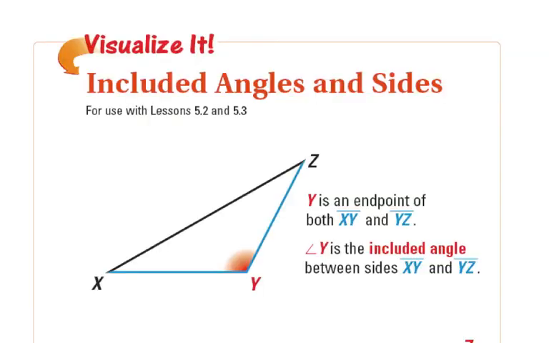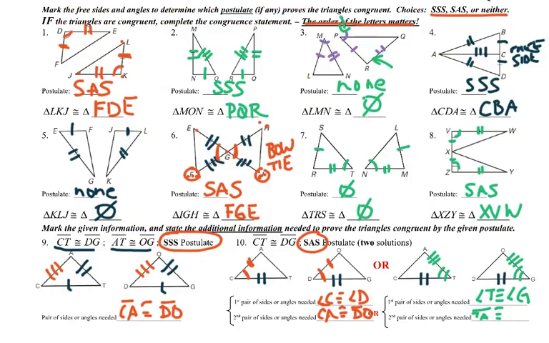Oops. It's hard to write on the bottom of the page. Here, I'll write it up here. TA congruent to GO. And that would be the last thing I need.